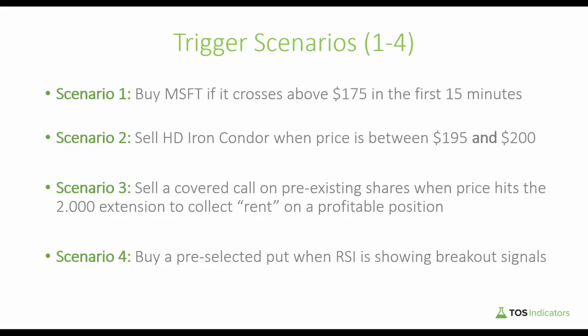Now, scenario three may be something like selling a covered call on pre-existing shares whenever price hits that 2.0 Fibonacci extension to try and, quote unquote, collect rent on a profitable position, right? So here you can start to manage your existing positions, where you don't have to sit there and try and figure out, hey, should I be selling a covered call or not? You get to sell that covered call as soon as price is hitting your extension.